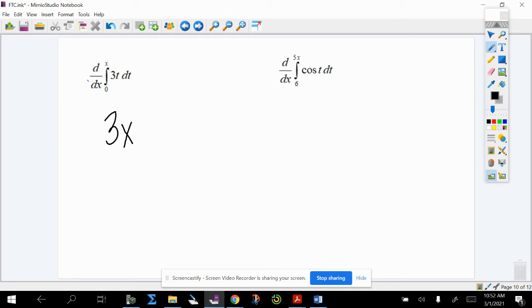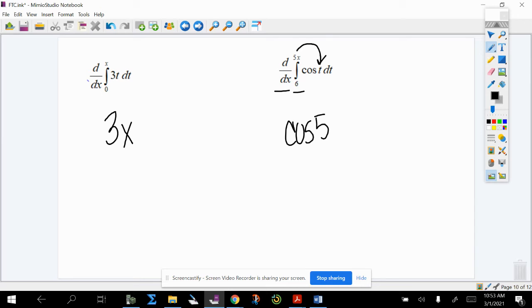So I only care about variable boundaries because they're the only ones where you're actually left with something when we derive. The next one kind of shows you more of what they'll do on the AP test. So again, the derivative and the integral cancel each other out. So you're going to replace your t with 5x.